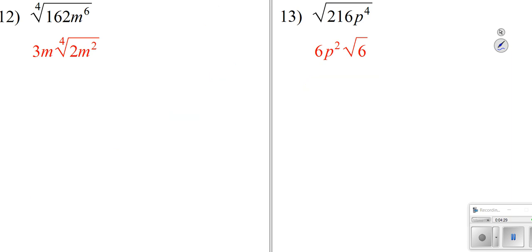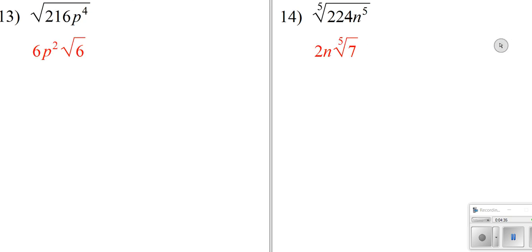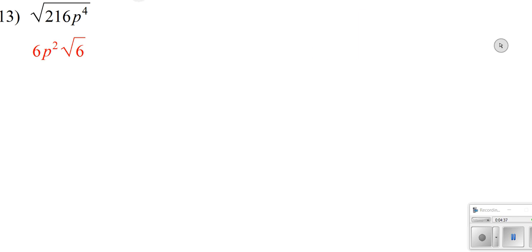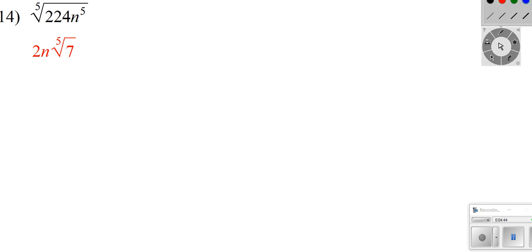Alright, let's move on. Let's do number 14. I'll do the evens from here on out: 14, 16, 18. So now I've got a fifth root of 224. I'm looking at things that are raised to the fifth power. Like 1 to the 5th is 1. That doesn't really help us.